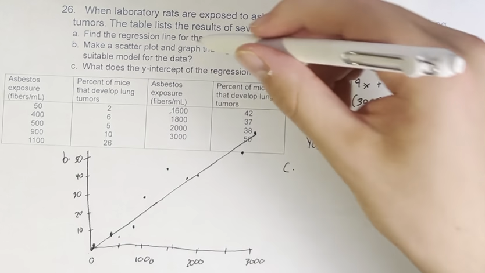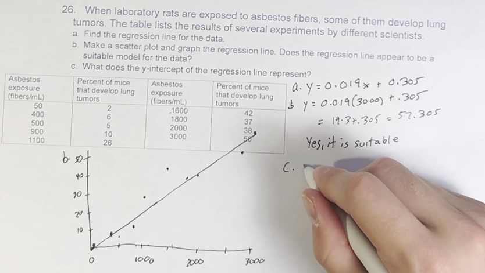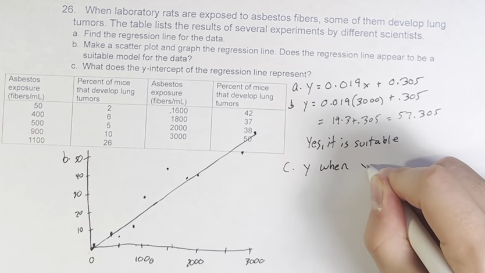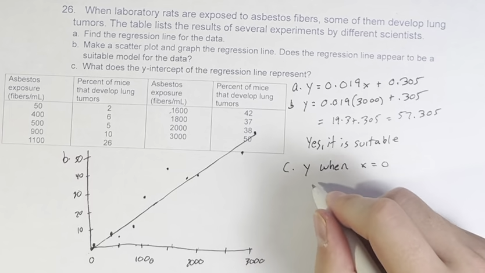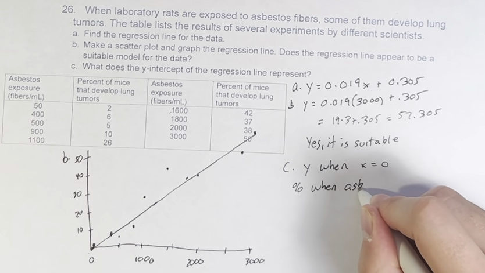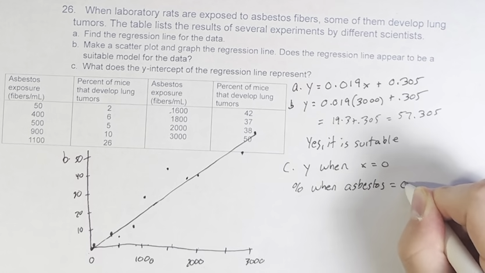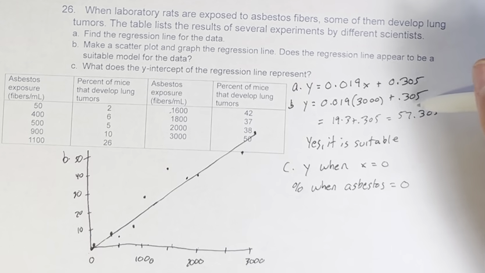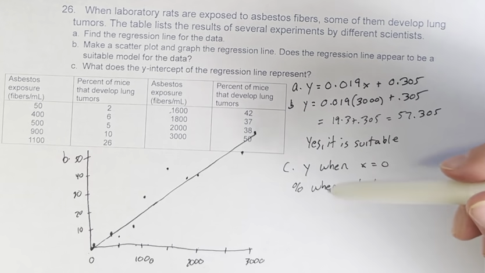And C, what does the y-intercept represent? It represents y when x is equal to 0. What does that mean? It's the percentage when the asbestos is equal to 0. So 0.3% of rats are expected to develop lung tumors when there's no exposure to asbestos.